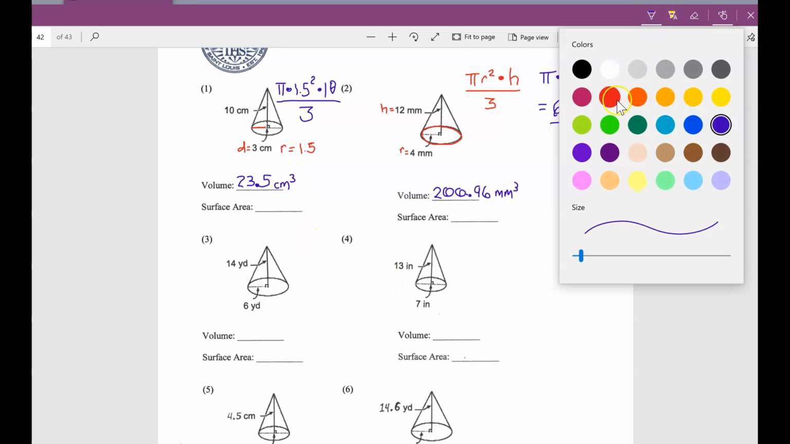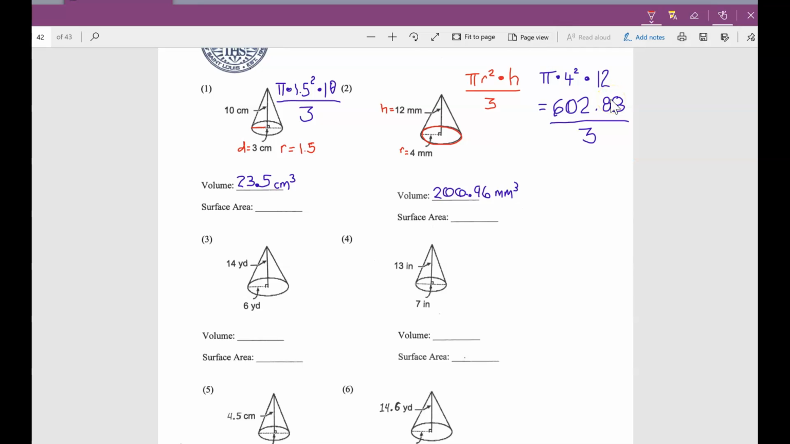All right, let's do one more example because the formula doesn't change. And this is a fairly simple setup. If we know the radius, we know the height, it's all we need to know. Then it's just a matter of plugging it into the formula. So, number 3 here, we have a radius of 6, and we know it's the radius because it goes from the center to the edge. And we have a height of 14.